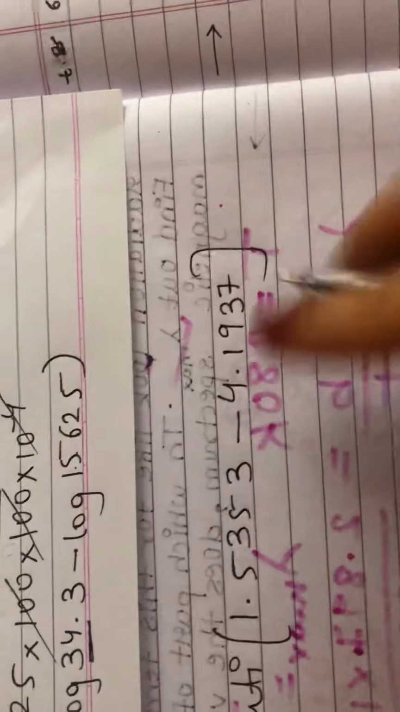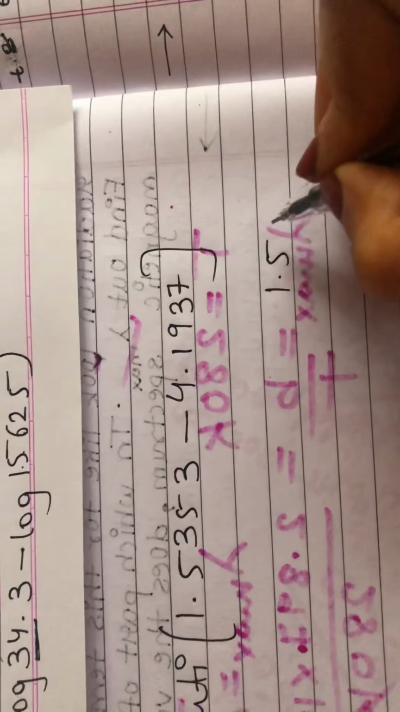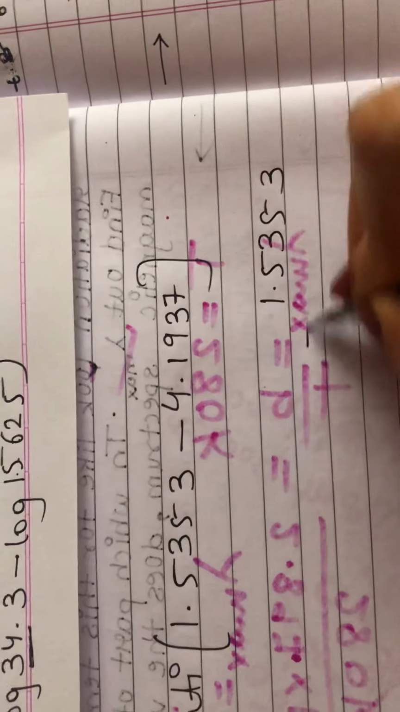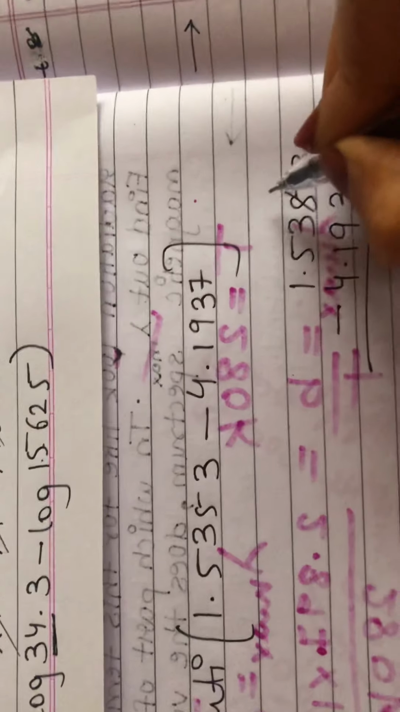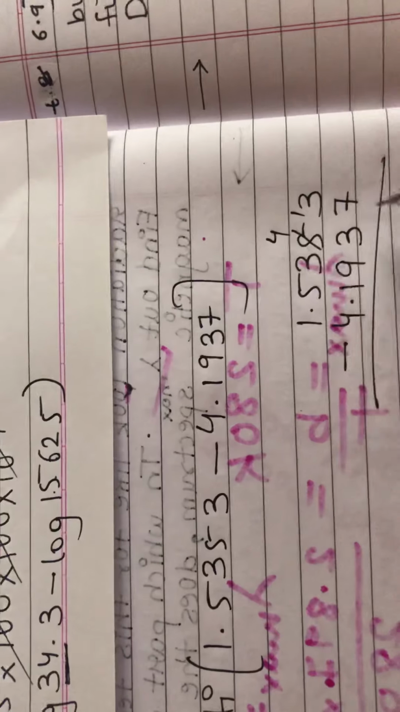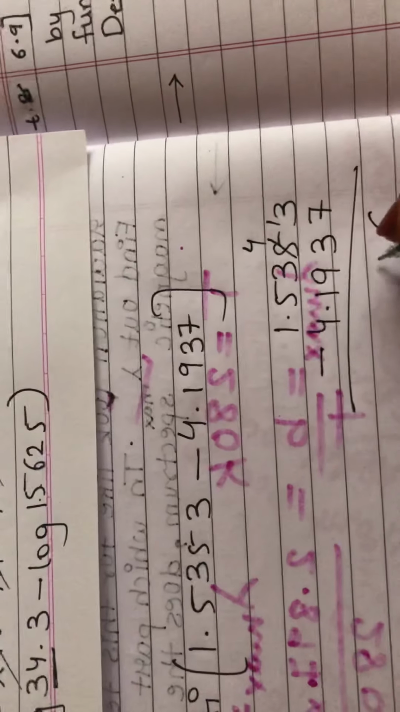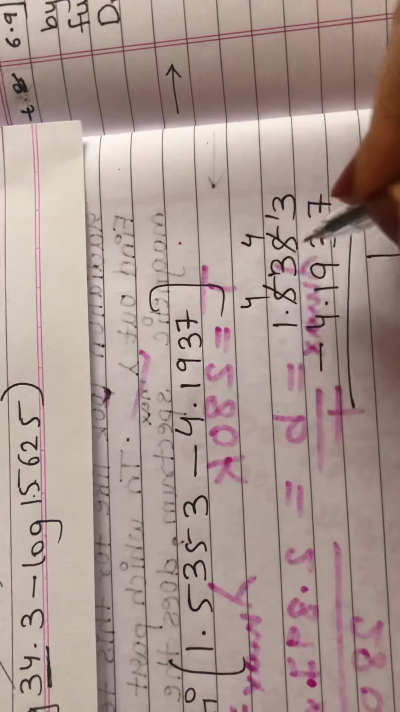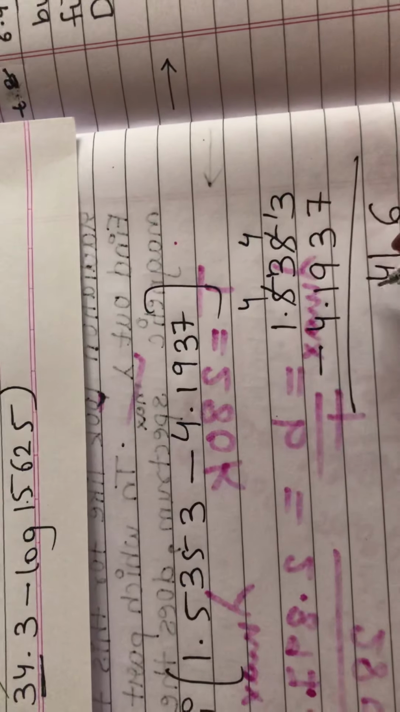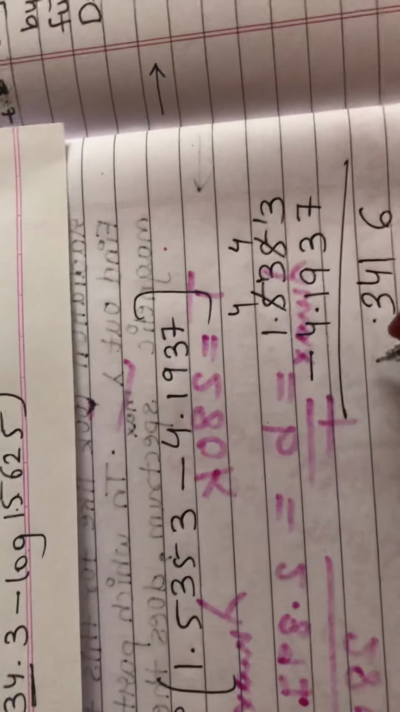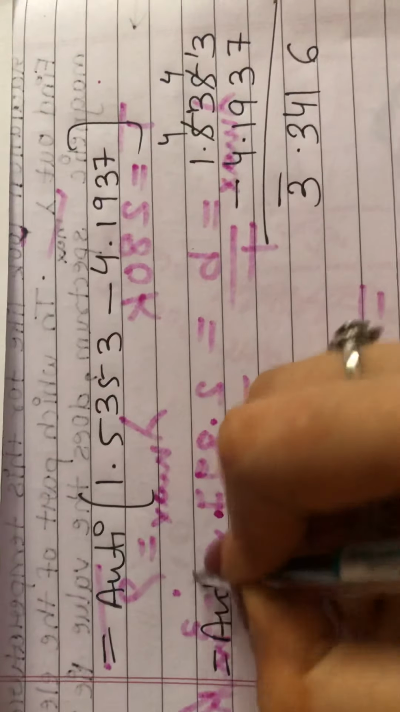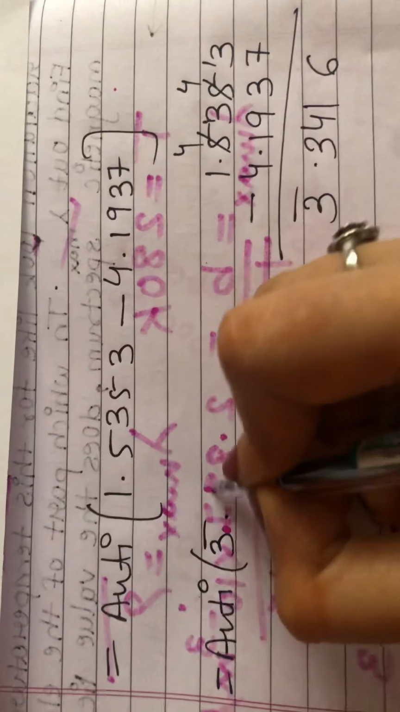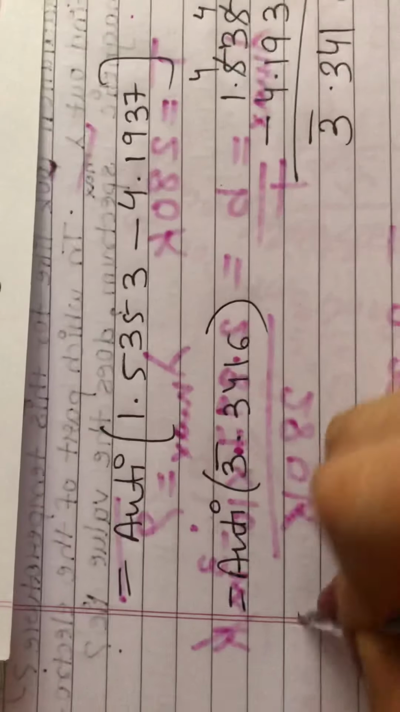Now we'll subtract these two numbers, that is 1.5353 minus 4.1937. Let's subtract. We'll borrow 1 from here. 13 minus 7 is 6. 4 minus 3 is 1. Again we'll borrow, this becomes 13. 13 minus 9 is 4. 4 minus 1 is 3. 1 minus 4 is minus 3. So this is the number. We'll find the anti-log of 3 bar 0.3416.